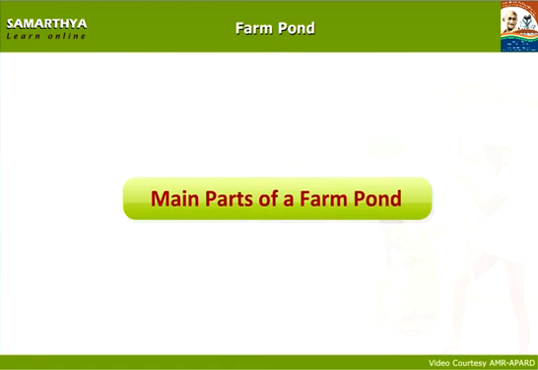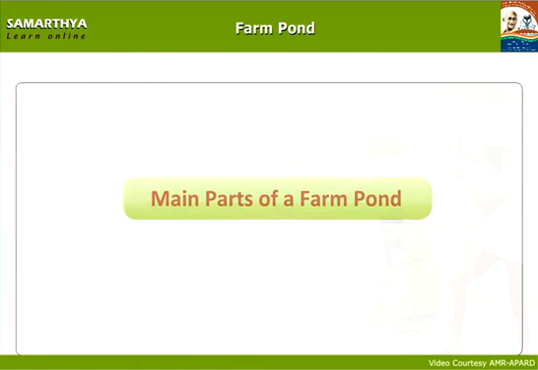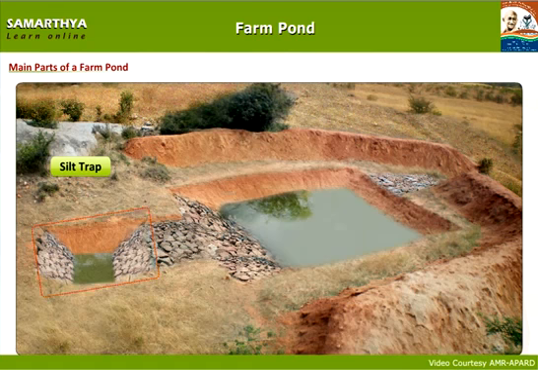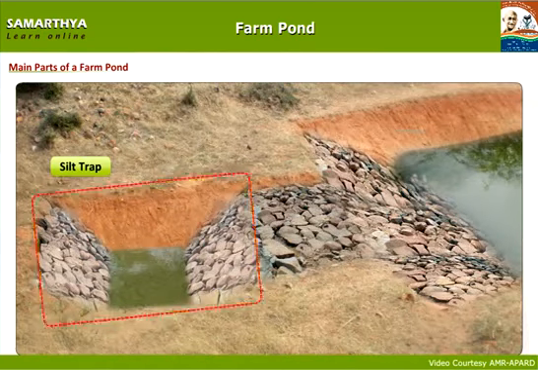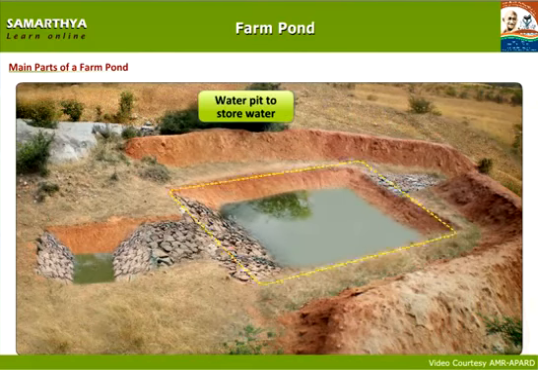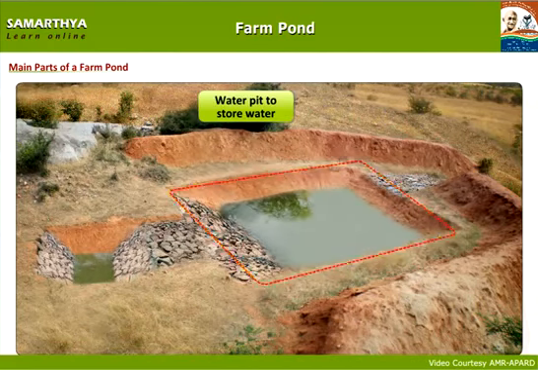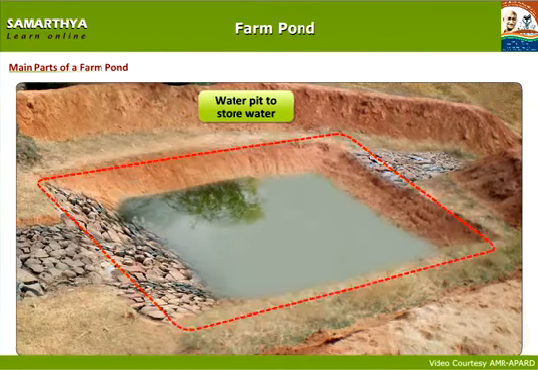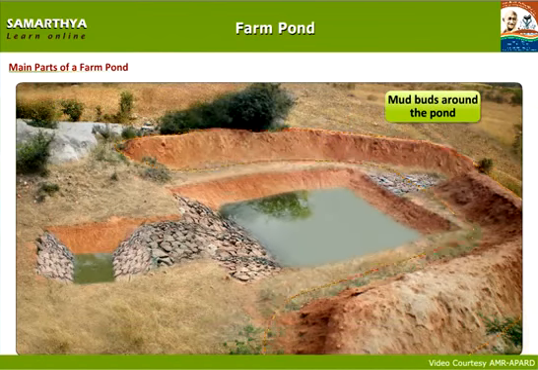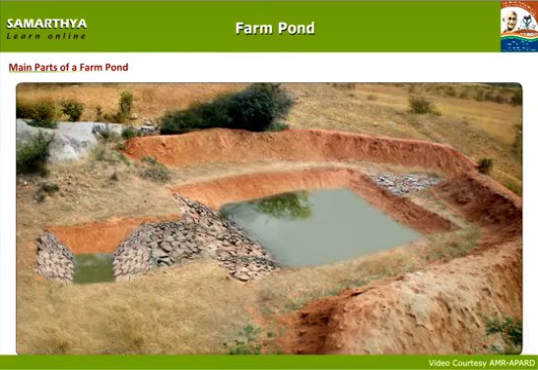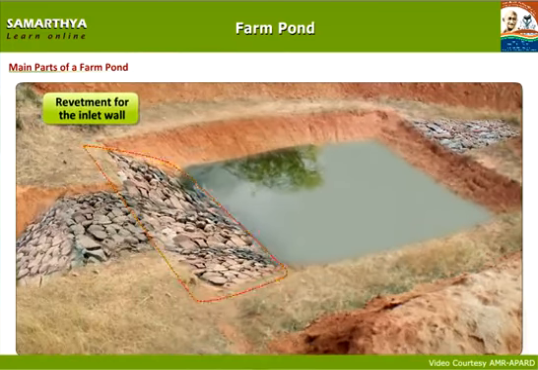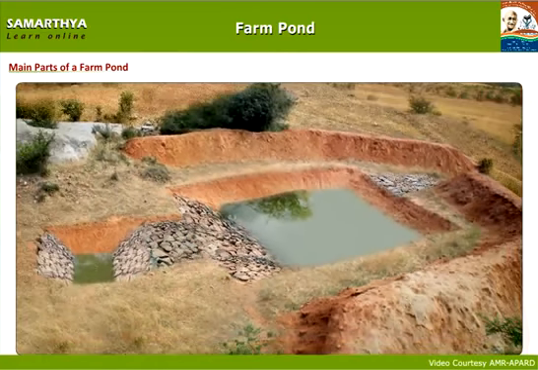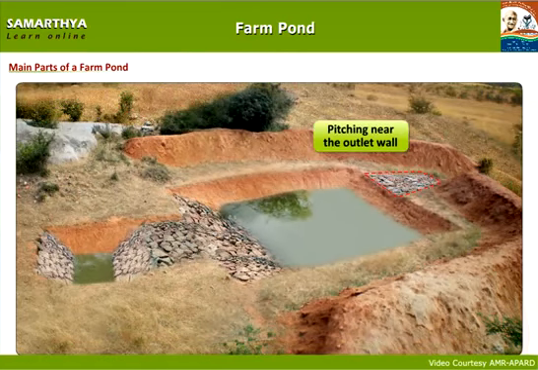Main parts of a farm pond: silt trap at the inlet to prevent inflow of runoff soil, water pit to store water, mud bunds around the pond, revetment for the inlet wall, pitching near the outlet wall.